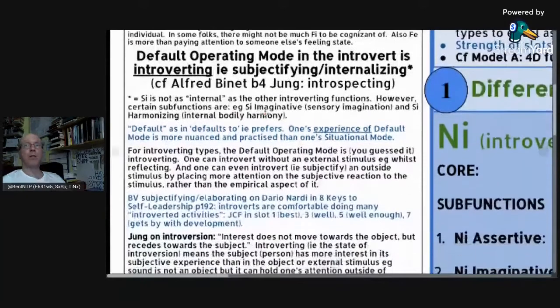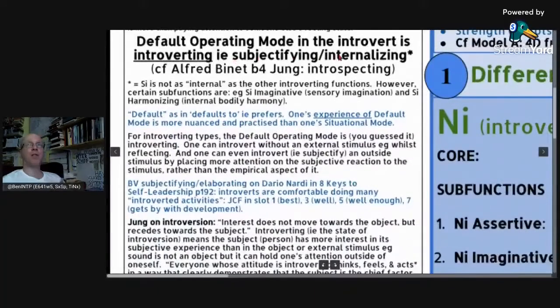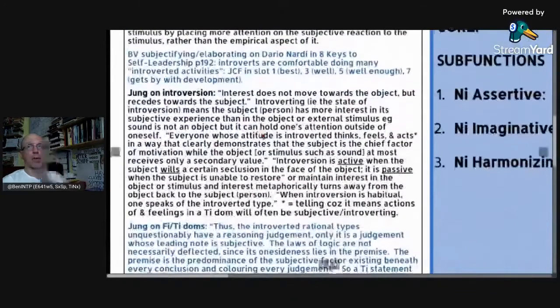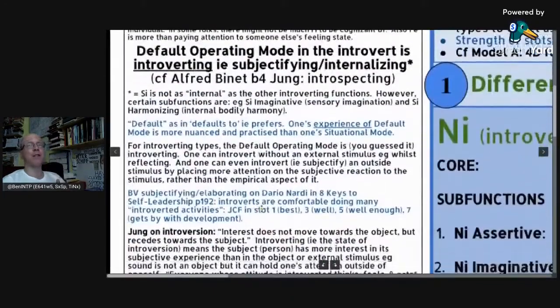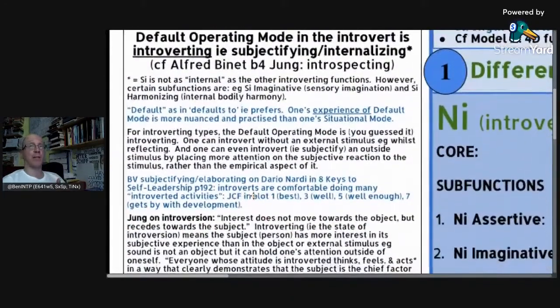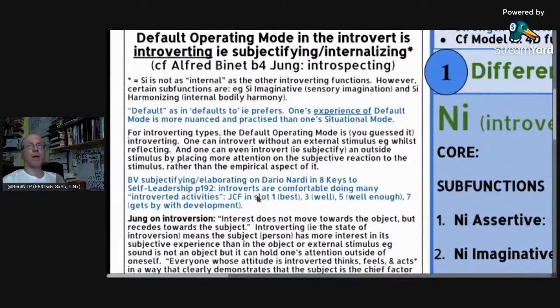So let's do a bit more here. Default operating mode in the introvert is introverting, i.e. subjectifying, internalizing. That is what goes along with Jung, if you then go over this, that it's definitely the subjectifying aspect of it. And there's different ways to subjectify.